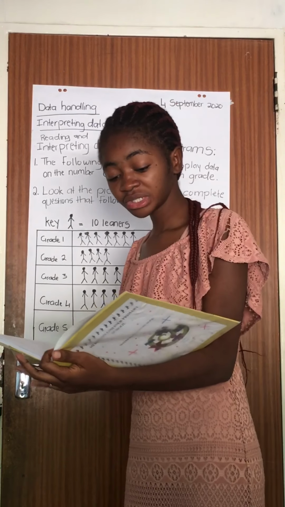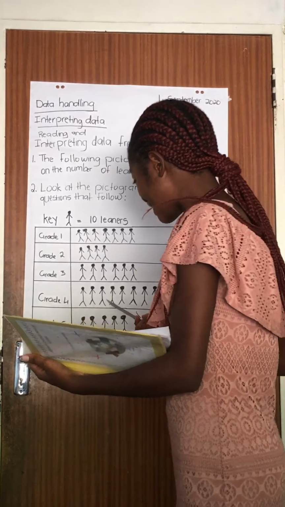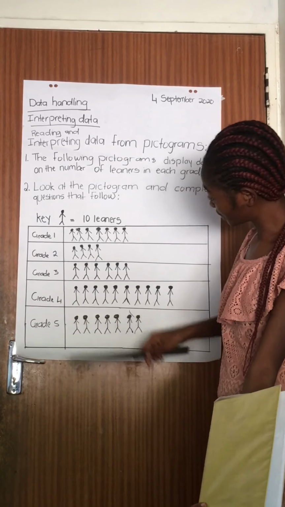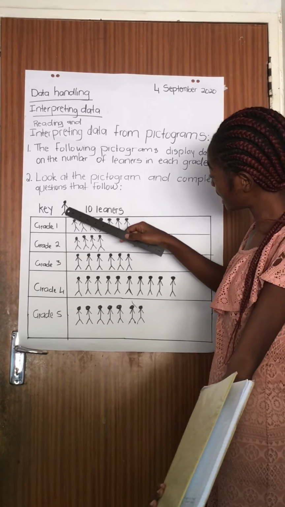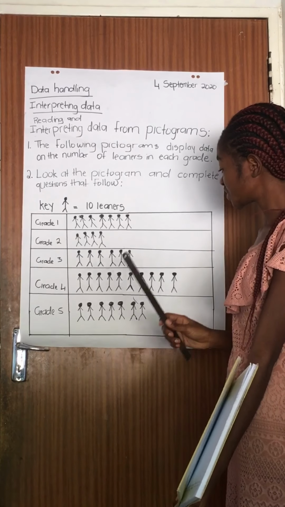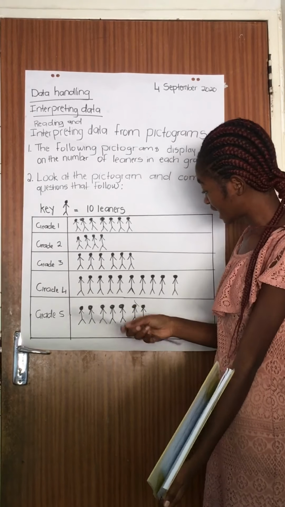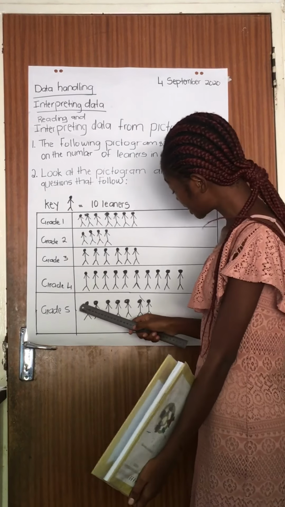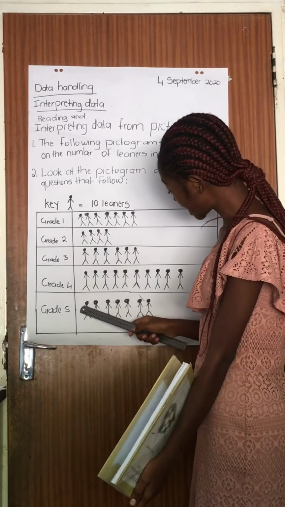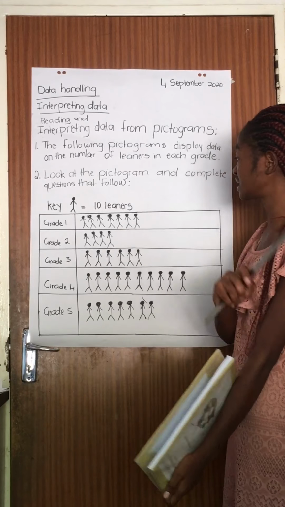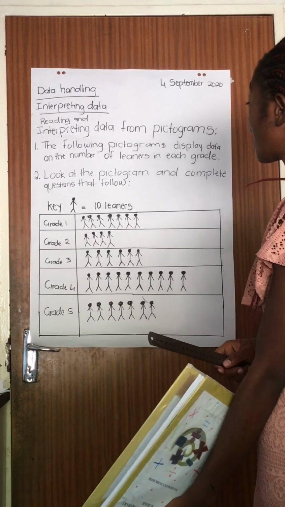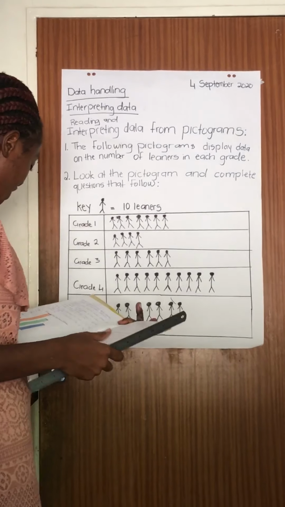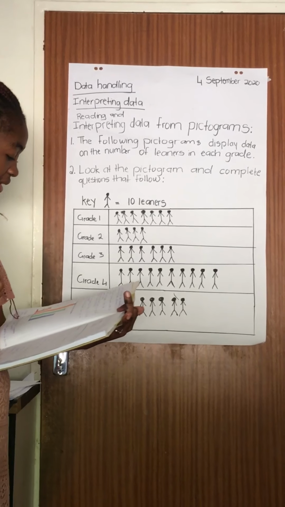Okay, we move on to our next question. How many learners are there in grade 5? Looking at our key, each picture represents 10 learners. So we are going to look at how many learners are in here. Since 1 represents 10 learners, we are going to count in multiples of 10: 10, 20, 30, 40, 50, 60, 70. So grade 5 has 70 learners. Okay, are we together? We move on to our next question.